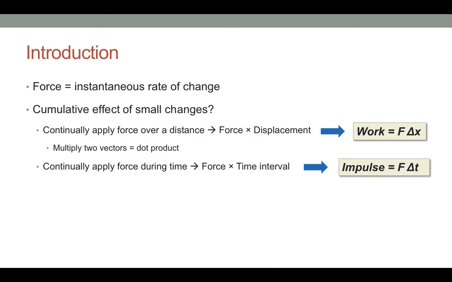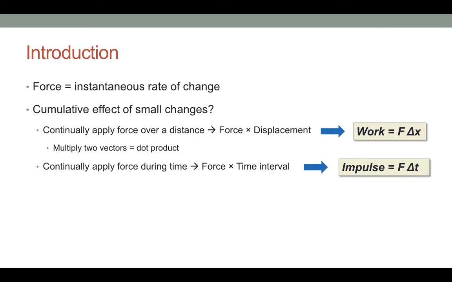But forces were related to instantaneous rates of change, otherwise known as accelerations. So, a force gives an acceleration. That's the rate at which something is changing at a particular instant in time. Now, what we want to consider is what is the overall or cumulative effect of these small instantaneous changes as they occur over time. There's two ways to calculate this.